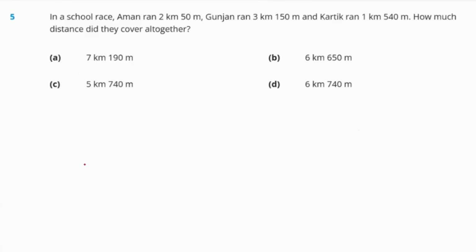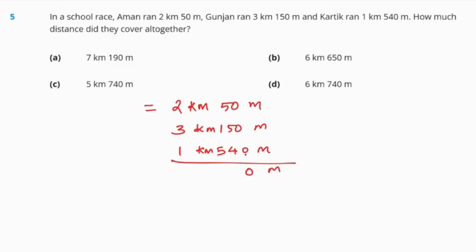In a school race, Aman ran 2 kilometer 50 meter, Gunjan ran 3 kilometer 150 meter, and Karthik ran 1 kilometer 540 meter. How much distance did they cover all together? The total distance covered by these 3 friends, what we have to do here is add all these distances: 2 kilometer 50 meter, 3 kilometer 150 meter, and 1 kilometer 540 meter.